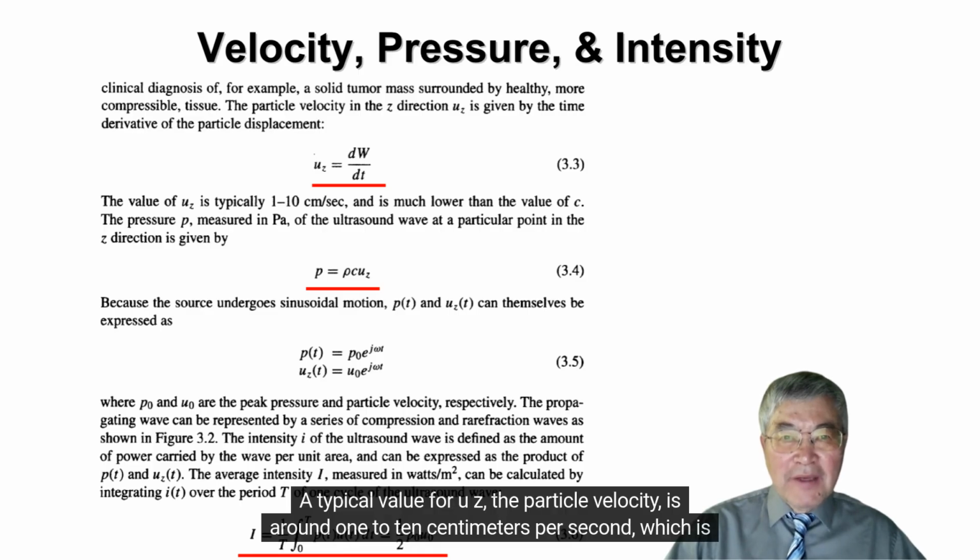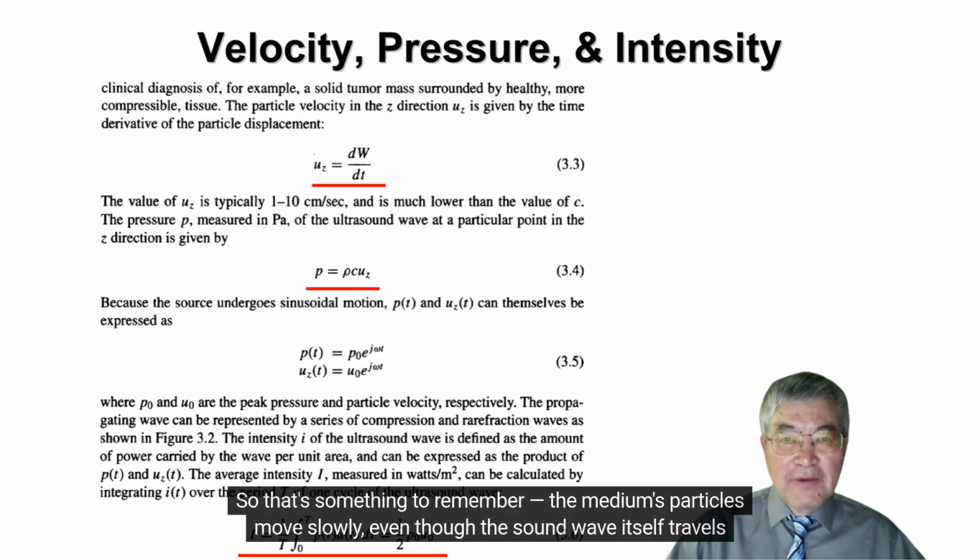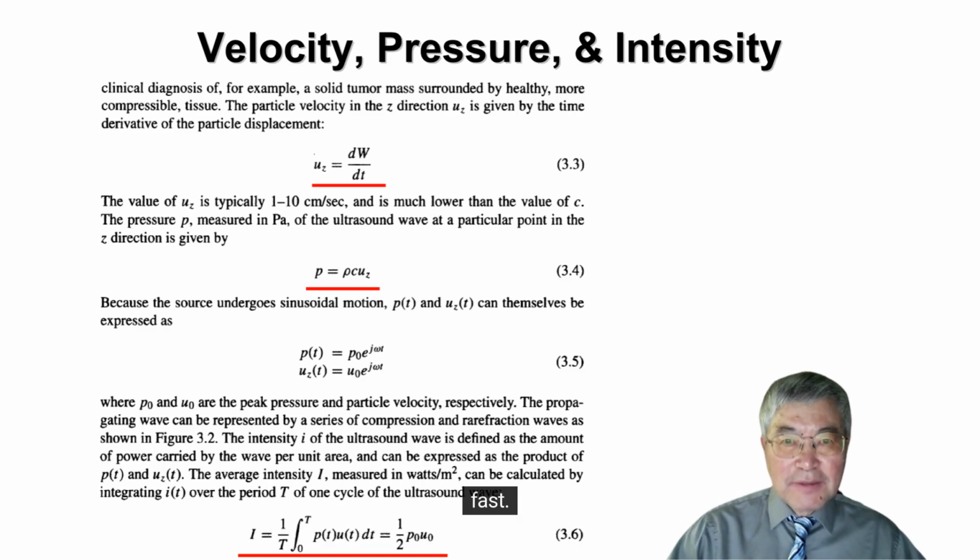A typical value for uz, the particle velocity, is around 1 to 10 centimeters per second, which is much smaller than the speed of sound, c. So that's something to remember. The medium's particles move slowly, even though the sound wave itself travels fast.